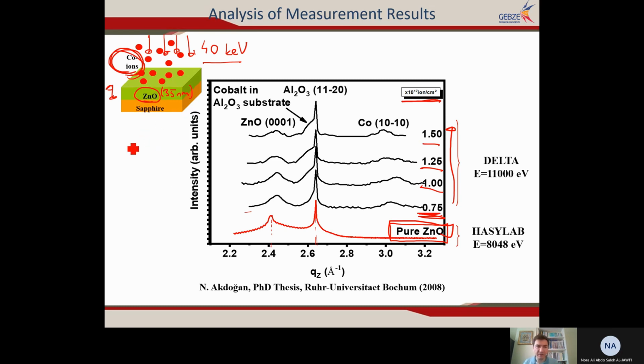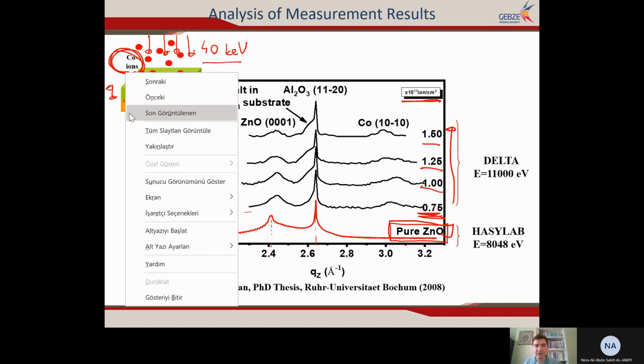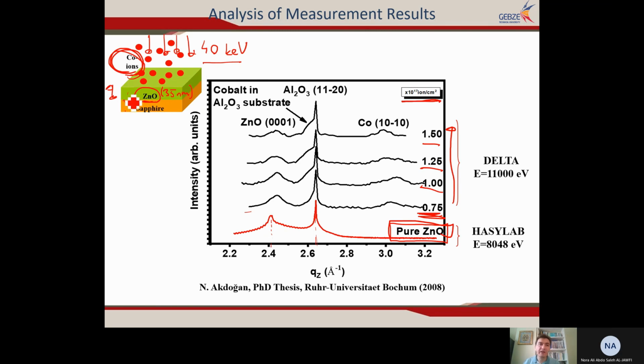I have many questions. Cobalt ions can penetrate into the zinc oxide, and they can penetrate down to which thickness within the zinc oxide? Another question, do they penetrate into the sapphire substrate? Another question, do they destroy the crystalline structure of zinc oxide? Do they destroy the crystalline structure of the sapphire substrate? I have many questions.